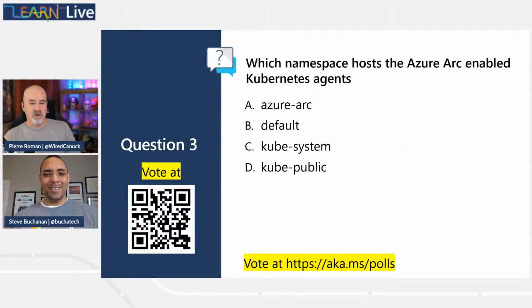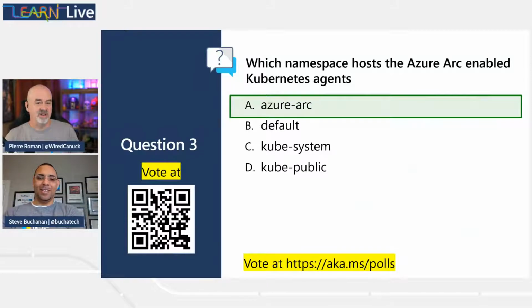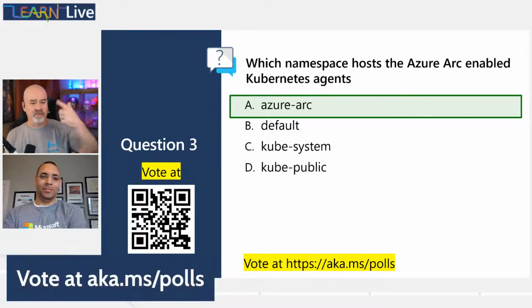So which namespace hosts the Azure Arc enabled Kubernetes agent? And I did mention that. This is a good one. Actually, I misspoke because I did say it was the default one. The default one is there, but the agent itself creates its own namespace and creates, like on Hyper-V, for example, a VM where it lives and then inserts it into Kubernetes. My mistake.